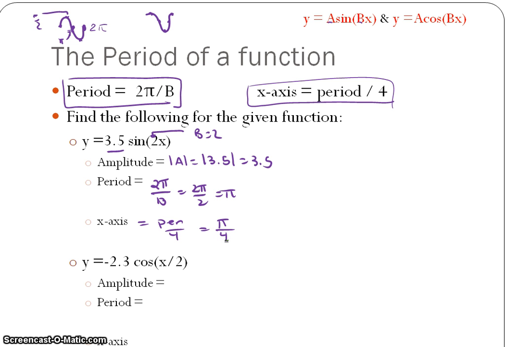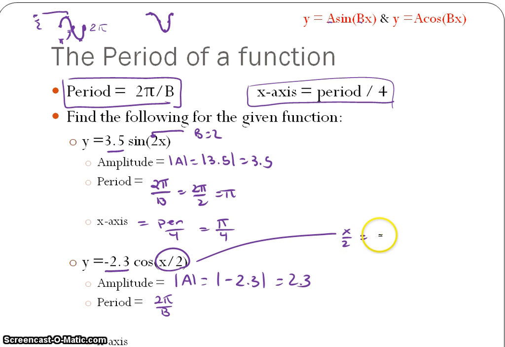and it's always going to be the period over 4, which is, since the period is pi, pi over 4. Okay, in the second example, our a is negative 2.3, so the amplitude is the absolute value of negative 2.3, which is 2.3. From this point forward, you don't actually have to show any of your work. I'm just doing it for future reference. The period is 2 pi over b, our b. So here, if you have x over 2, that's the same thing as 1/2 x. So this value, 1/2, is your b.